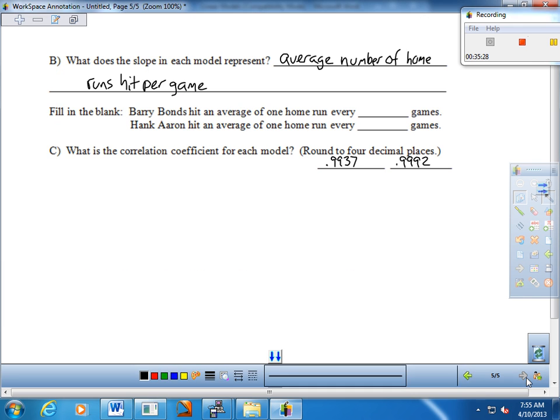Okay, let's not worry about this too much. I'll just give you the answers to this. If you think about that slope as the number of home runs hit per game and then flip that on its head, the way I calculated this, Barry hit a home run every 3.66 games, and Hank hit a home run about every 4.1 games. Again, don't worry about that piece. It's just something that I thought was interesting to take a look at, and I just worked with the slope in order to figure that out.